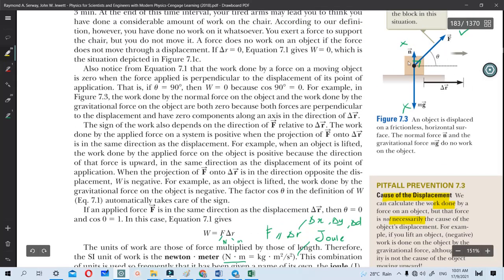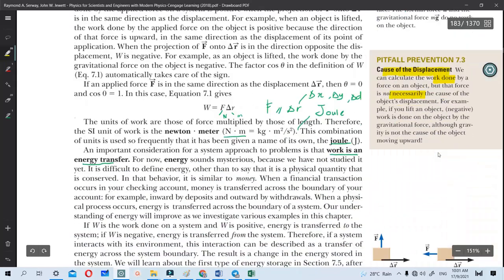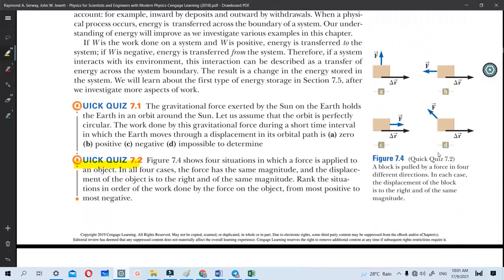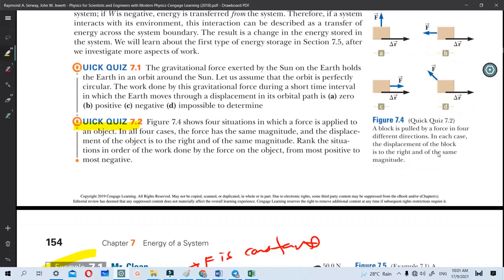However, for instance here in figure 7.3, we find that there are three forces but not all are necessarily making the displacement. So this is the only one. The cause of displacement is just the force applied at this angle only. Alright. Okay, let's now look at quick quiz 7.2.